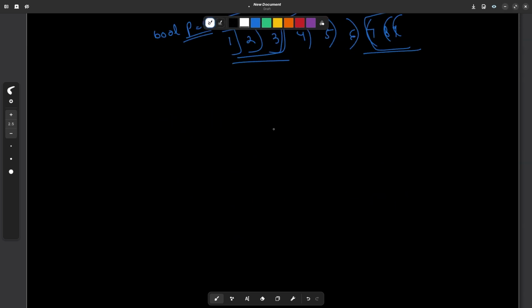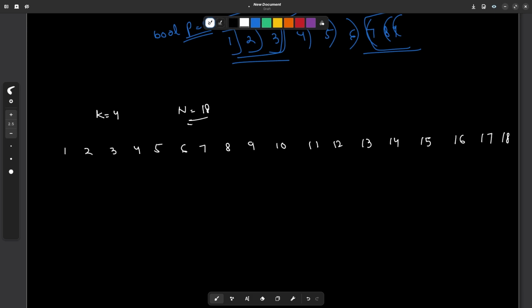So let us discuss the constant time approach with which you can solve this particular problem. Let's say the value of k is 4. So let me write some numbers here: 1, 2, 3, 4, 5, 6, 7, 8, 9, 10, 11, 12, 13, 14, 15, 16, 17, 18. So I have these numbers with me. The value of n in this case would be 18.